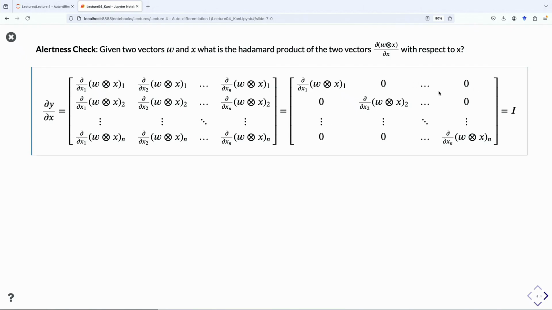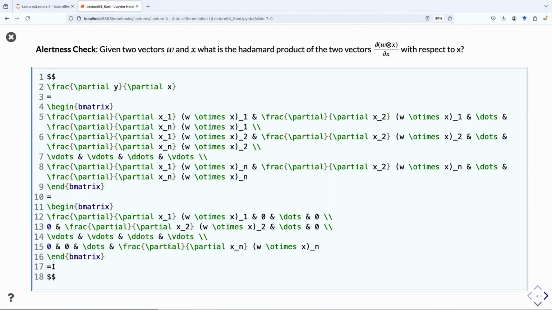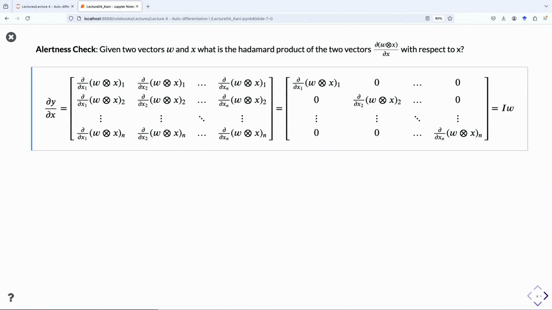So what should this be? This should be the identity matrix. Is there an error here? Yeah? What's the error? What should this be? Yeah, it should just be the identity matrix times w. Maybe I did that intentionally, and it wasn't at 3 a.m. and I was really tired. Who knows? But yeah, it should just be the identity matrix times w, okay?